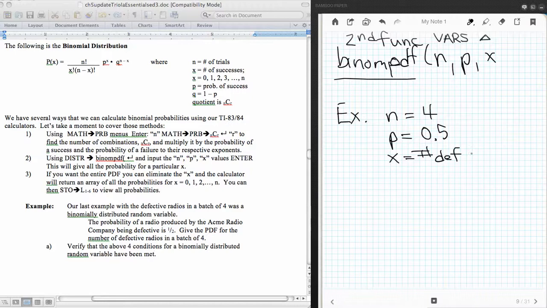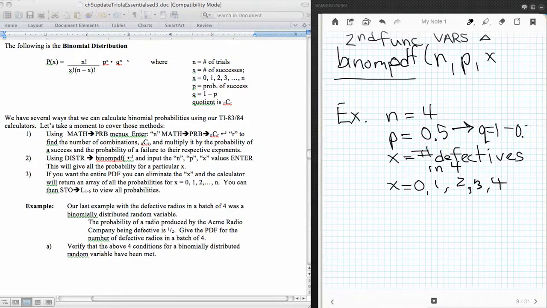So that's what we have. And these x's will run from 0 defectives up to all of them being defective, which is 4. So those are our possible values of our random variable. Now remember that if p is 0.5, then q is equal to 1 minus 0.5, or also 0.5.